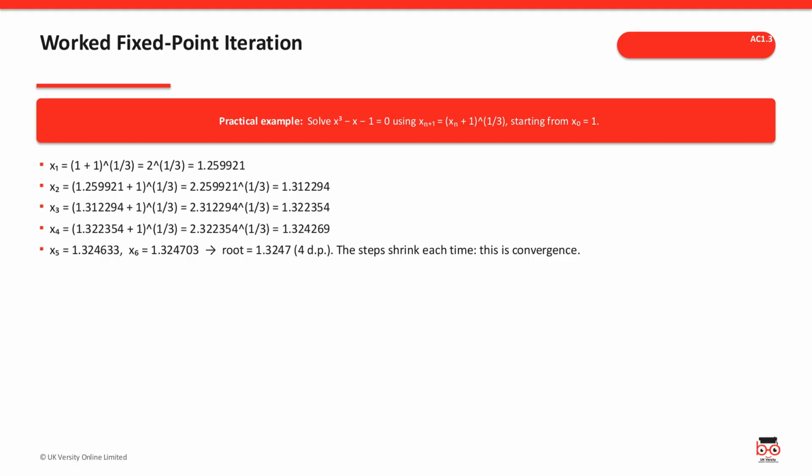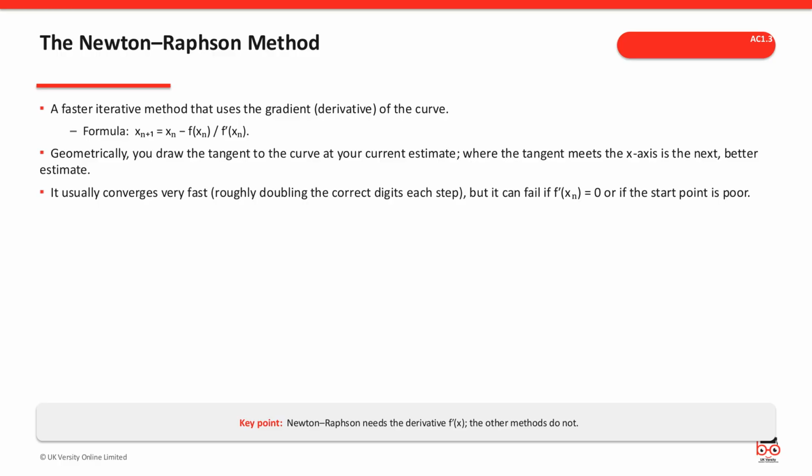Notice how each step shrinks smaller than the last. That's convergence you can actually watch happening. Now for the fastest method in the toolkit, Newton-Raphson, which cleverly uses the gradient of the curve. The formula is x sub n plus 1 equals x sub n minus f of x sub n divided by f dash of x sub n.